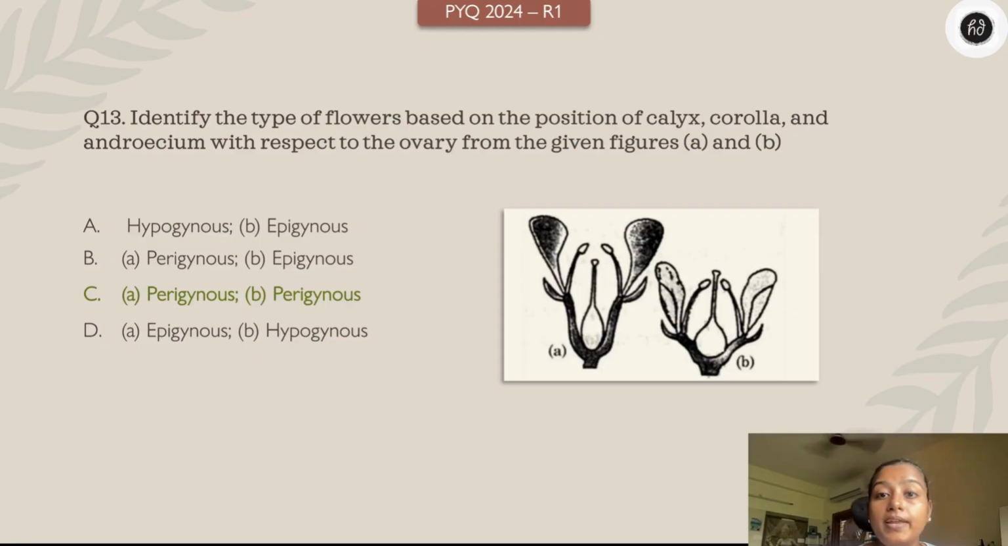So when the ovary and the other parts are at the same position, right, you call it perigynous, right? In hypogynous, you have a superior ovary. In epigynous, if you see, you have an inferior ovary. In superior ovary, all other parts will be below the ovary, right? In case of epigynous, all other parts will be on top of the ovary. The thalamus will enclose and fuse with the ovary completely in case of epigynous.